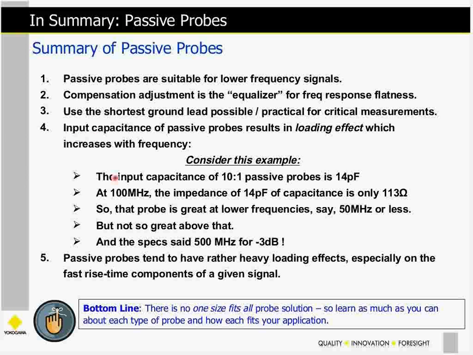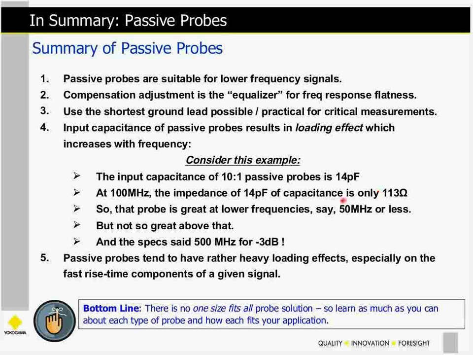And here's a quick example. The 10-to-1 probe has around 14 picofarads of capacitance. At 100 megahertz, this impedance is only 113 ohms. So we saw that on the chart. And I'm sure none of us want to connect a probe that's got 113 ohms of loading on it.